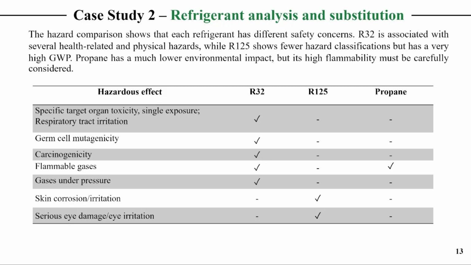R125 has fewer hazard classifications in this comparison, but it has a much higher global warming potential. Propane is included as a possible alternative because it has very low GWP. However, propane is highly flammable, so it cannot be selected based only on environmental performance. This shows that refrigerant substitution requires both hazard screening and environmental evaluation.